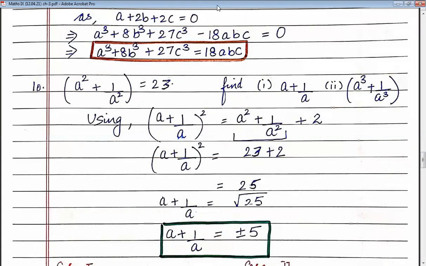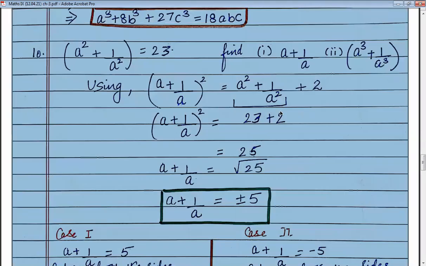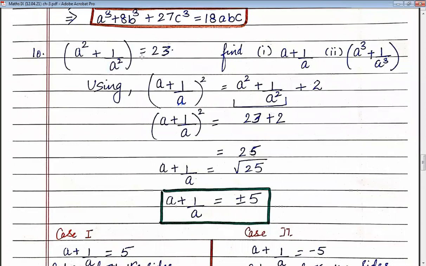In question number 10, now children, a square plus 1 upon a square is given, that is 23, and you have to find a plus 1 upon a, and then you have to find a cube plus 1 upon a cube. Now children, in this you have to find a plus 1 upon a. So children, here we have to use an identity. You have to be very smart that which identity you are going to use here.